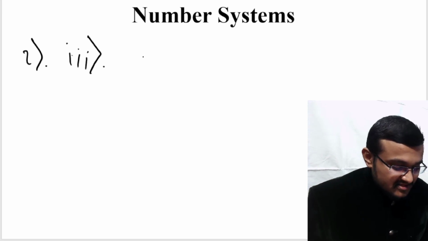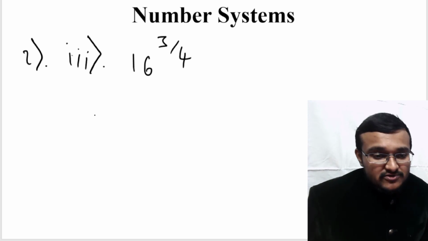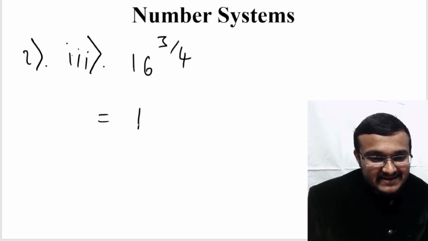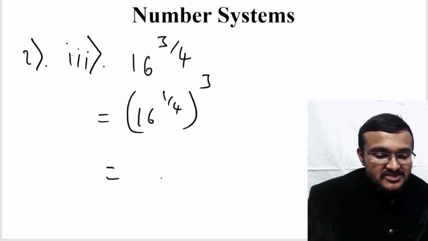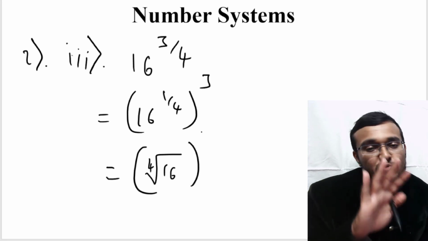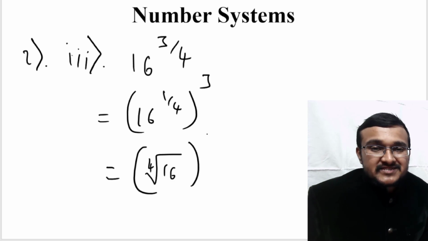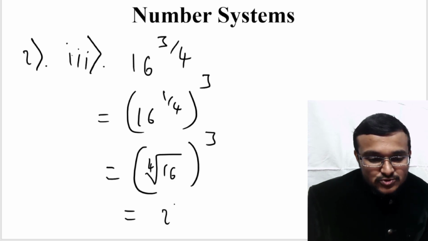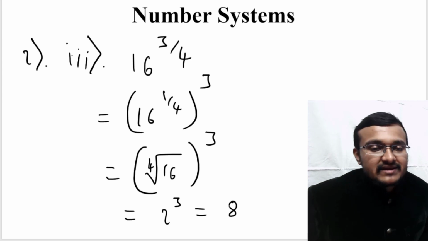Now looking into the third question in this second exercise, here you have 16 power 3 by 4. So what is 16 power 3 by 4? You can write it as 16 power 1 by 4 whole power 3. 16 power 1 by 4 is nothing but 4th root of 16. We know that 2 into 2 into 2 into 2, so 4 times if you multiply 2, that is 16. So 4th root of 16 will be 2. So 2 power 3 will be remaining, and 2 power 3 is nothing but 8.